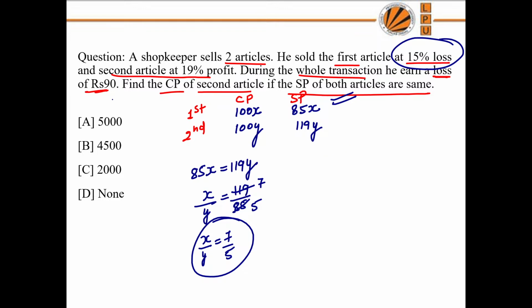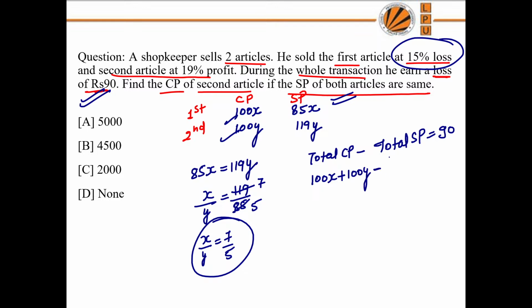Now it is given that in the whole transaction he is getting 90 rupees as a loss. Whole transaction means loss is there. So it means that total CP minus total SP is equal to 90 rupees. So total CP is how much? Total CP is this much, 100x plus 100y, minus total SP, which is 85x plus 119y, equal to 90.